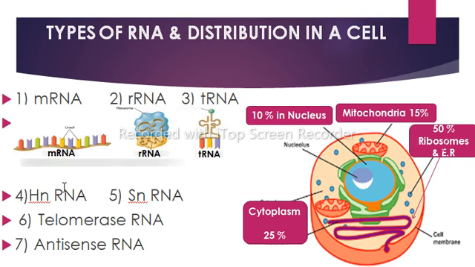Here are some other forms of RNA, which include hnRNA or heterogeneous nuclear RNA, which is the primary transcript of messenger RNA that contains exons and introns. Fifth is snRNA or small nuclear RNA that participates in RNA processing. Next is telomerase RNA, which is involved in chromosome replication. Last one is antisense RNA, which is involved in gene expression.